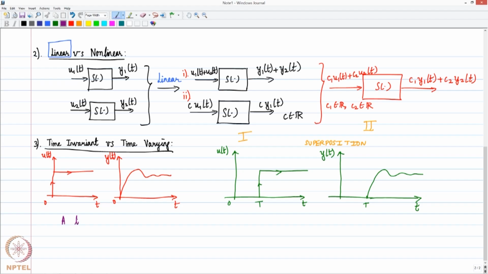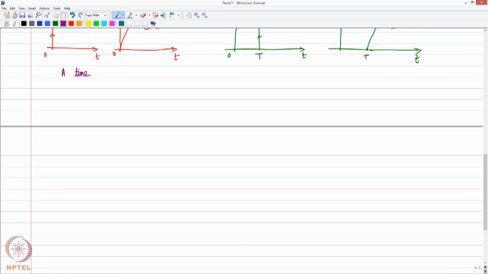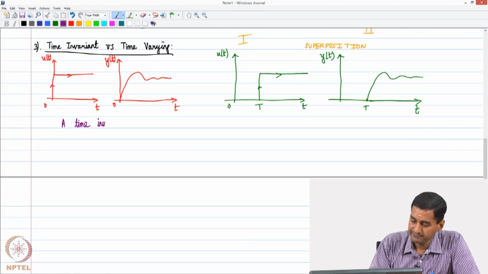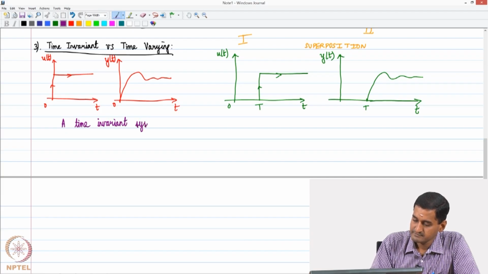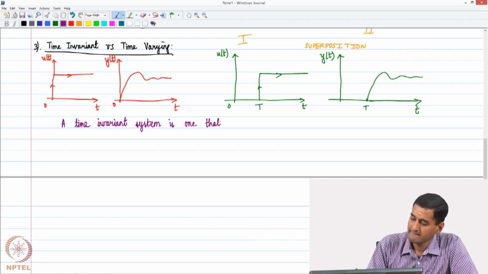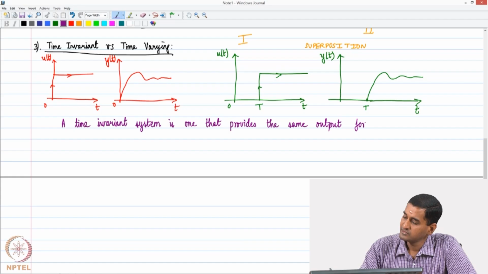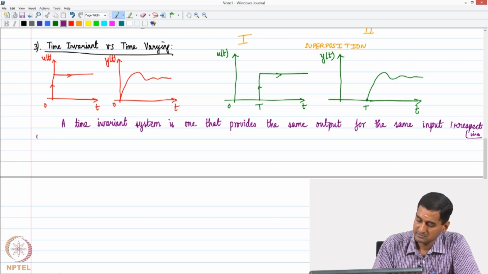So, let me write it down. A time invariant system is one that provides the same output for the same input, irrespective of when the input is given.